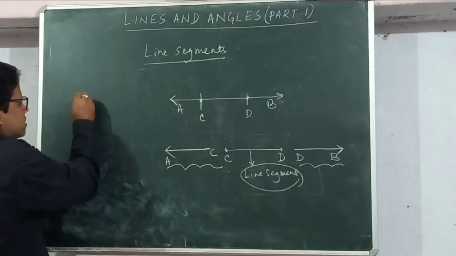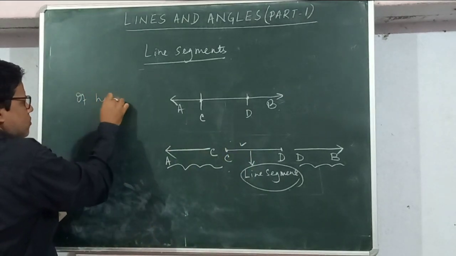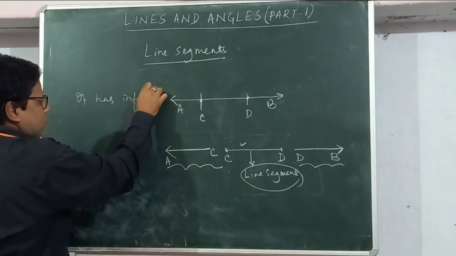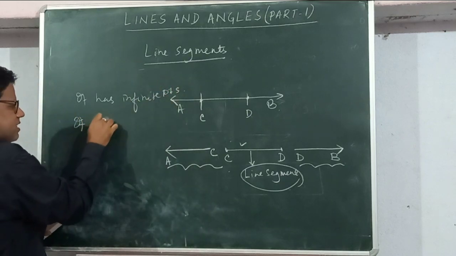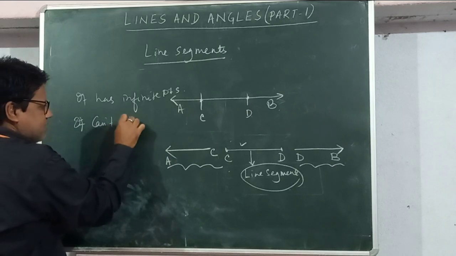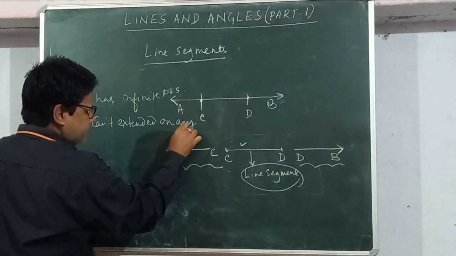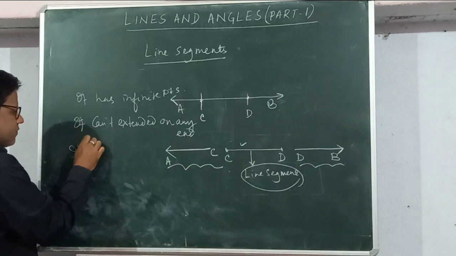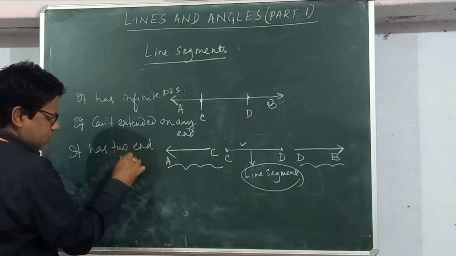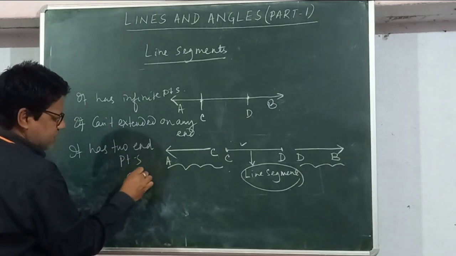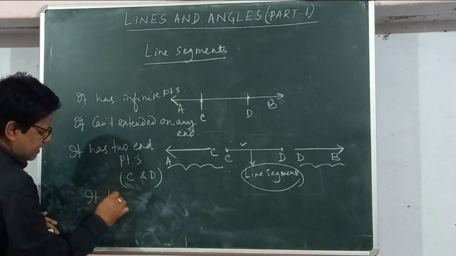It has infinite points. It can't extend on any end. It has two endpoints. Here the endpoints are C and D. It has a definite length.